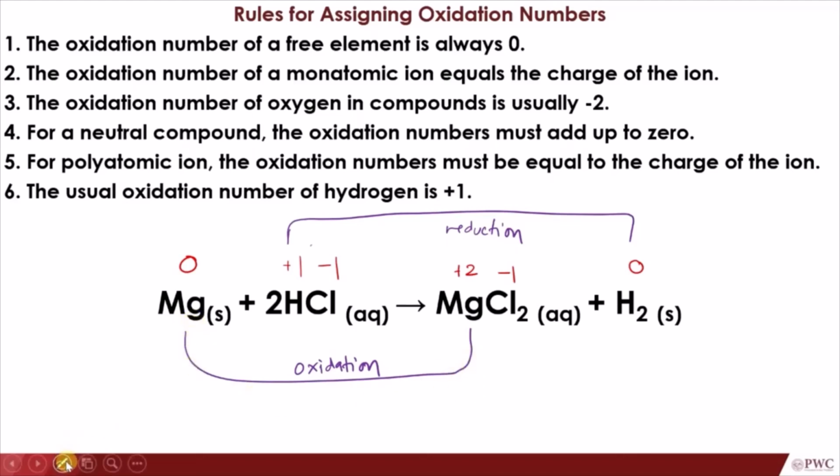Now again here, Mg has been oxidized, so Mg will be a reducing agent. Here, our hydrogen has been reduced, so hydrogen will be our oxidizing agent. Of course, for chlorine, it's still the same, right? Negative 1, then negative 1.